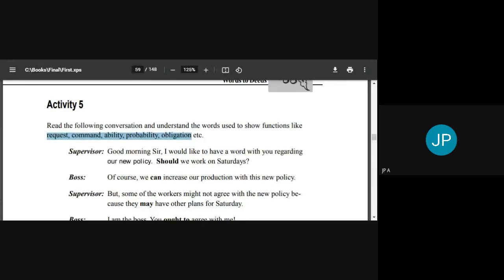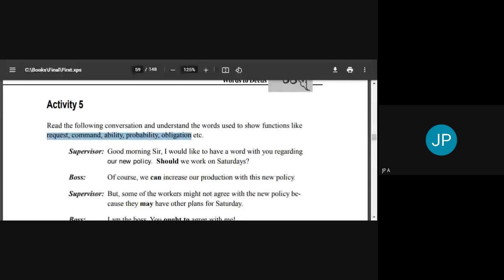So it is a very interesting paragraph also because it is about a discussion on whether we should work on Saturdays. The boss will have his own opinion, the supervisor will have certain suggestions. So the words which are highlighted help us understand which kind of social function is used in these sentences.